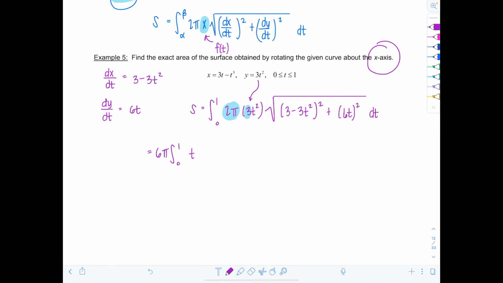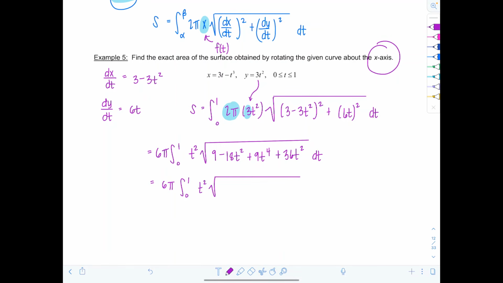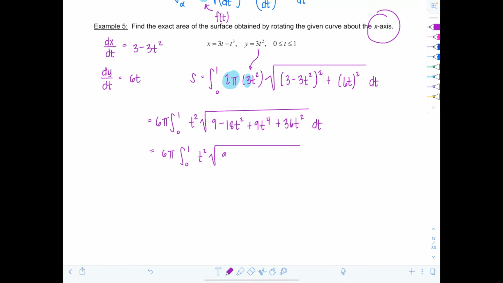I feel better already. t squared. Now let's multiply everything out under here. So we have 9 minus 18t squared plus 9t to the 4th plus 36t squared, dt. And if you'll remember, usually everything under the radical cleans up in a convenient way. Someone sits down and doctors these problems so that they do. So 6 pi, integral 0 to 1, t squared, square root, what's going on under here? So we've got a 9t to the 4th plus an 18t squared plus a 9 after combining like terms.